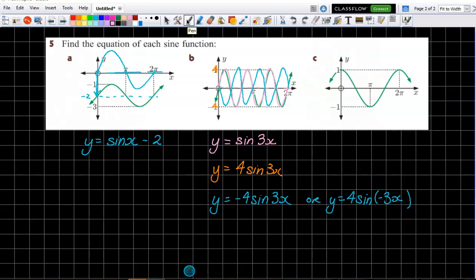Okay, have a look at C. What's the first thing we notice there? It's not actually starting where we want it to, is it? What's it done? You could say it's moved left by how much? Pi on 2, right? So it's moved to the left by pi on 2, right?